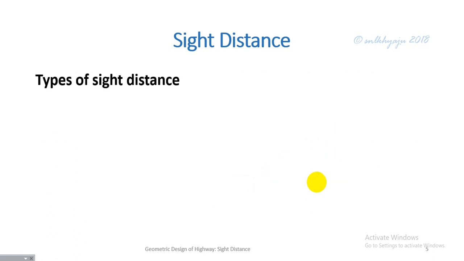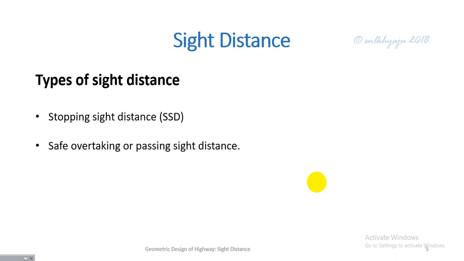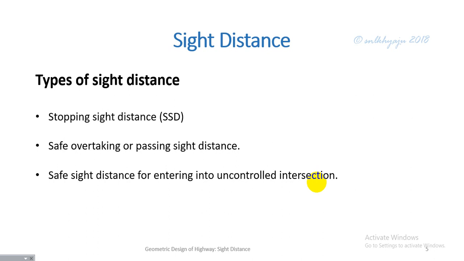And types of sight distance: first, stopping sight distance, that is SSD; safe overtaking or passing distance, that is the overtaking sight distance; then safe sight distance for entering an uncontrolled intersection. These are the three types of sight distance.